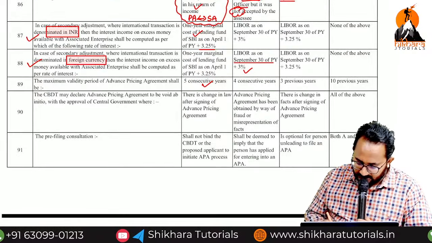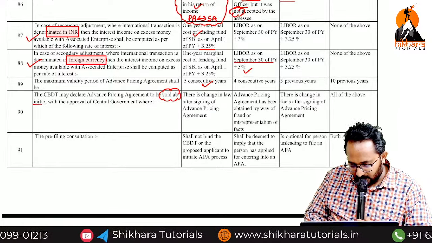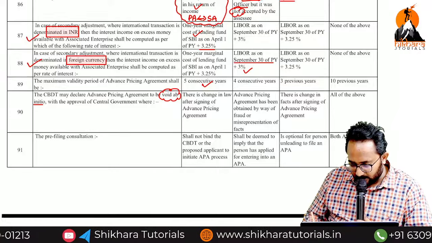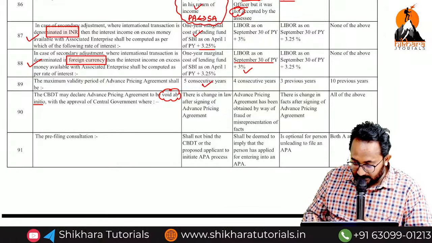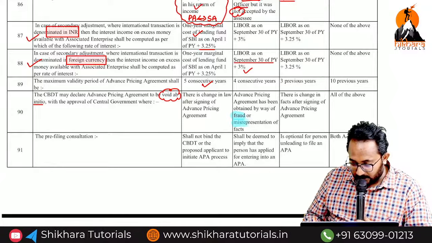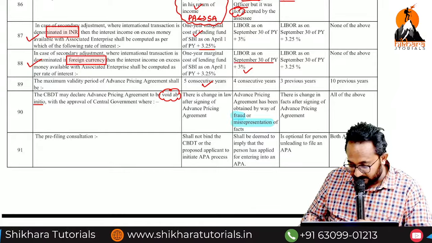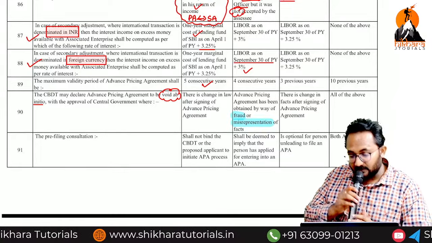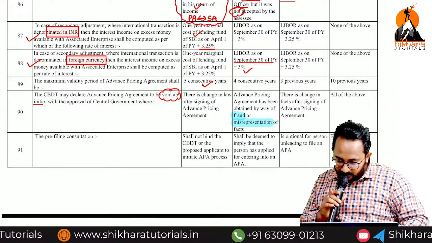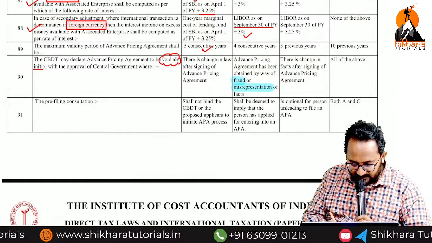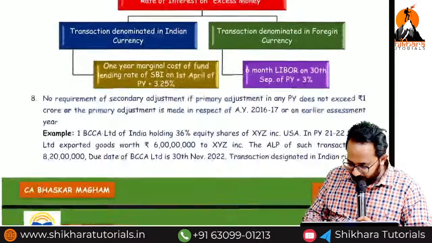Next, CBDT can declare the advance pricing agreement void ab initio in only one case: if the advance pricing agreement was entered into by both the parties because the assessee submitted a fraud or misrepresentation of facts. In such a case, even though they have given an advance pricing agreement, we can declare it void.